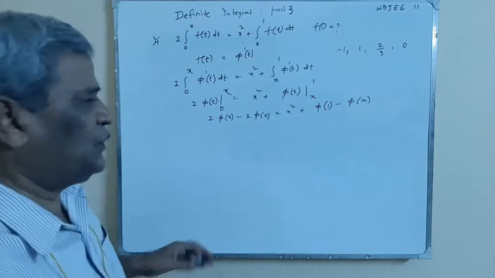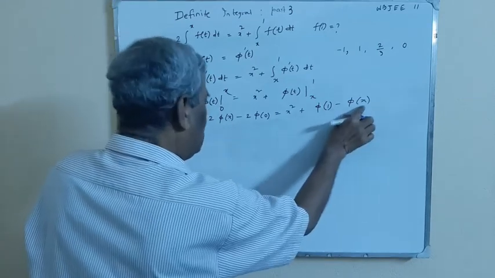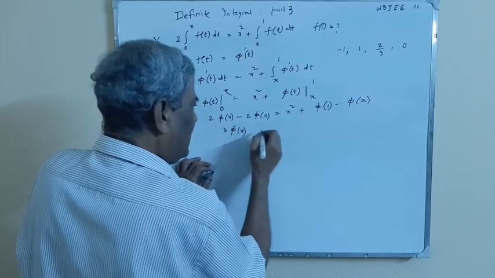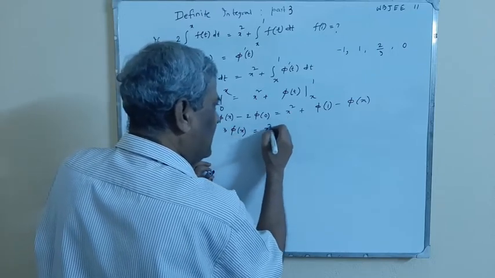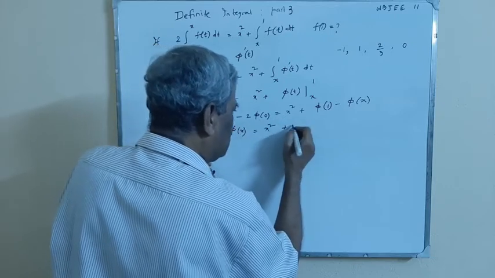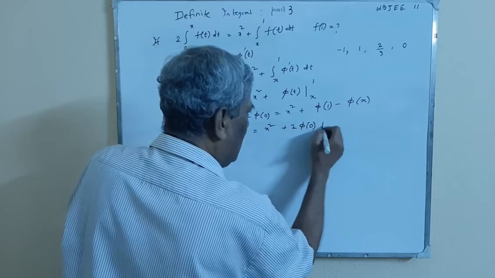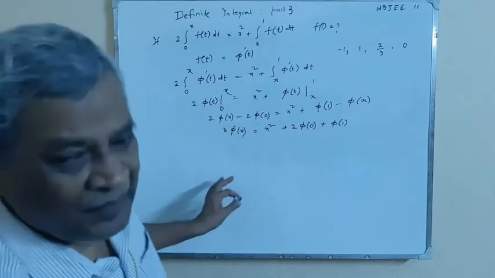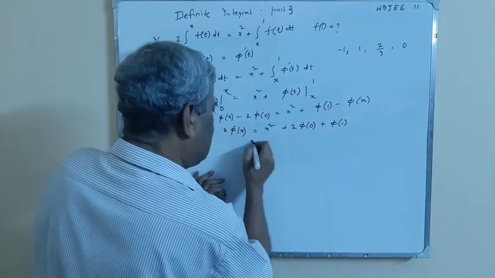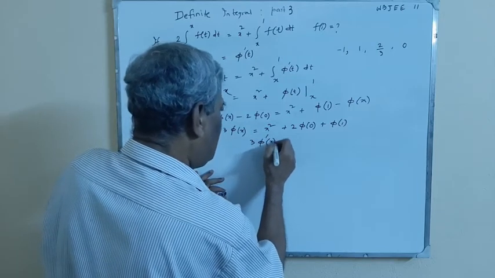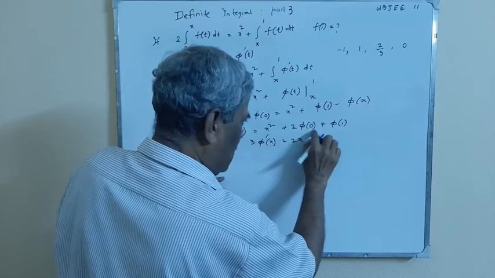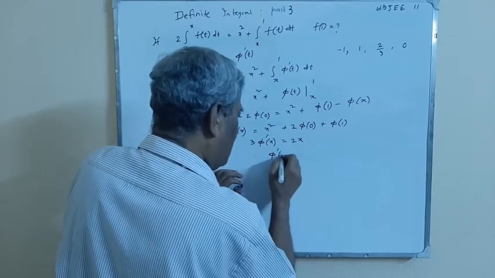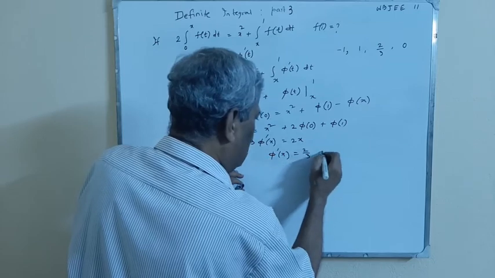Now differentiate both sides with respect to x, so that it becomes 3 phi x is equal to x square plus 2 phi 0 plus phi 1. Now differentiate both sides with respect to x again, so that this becomes 3 phi dash x is equal to 2x. This is a constant, so 0. So phi dash x is equal to 2/3 into x.